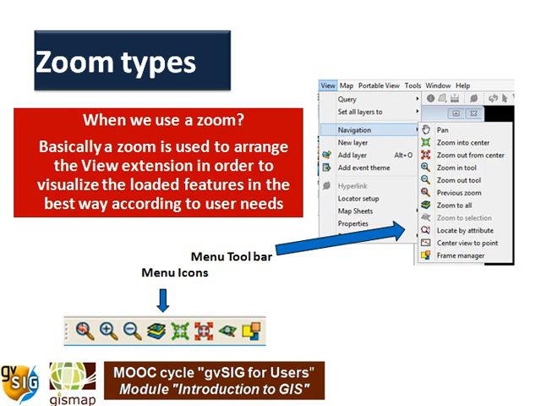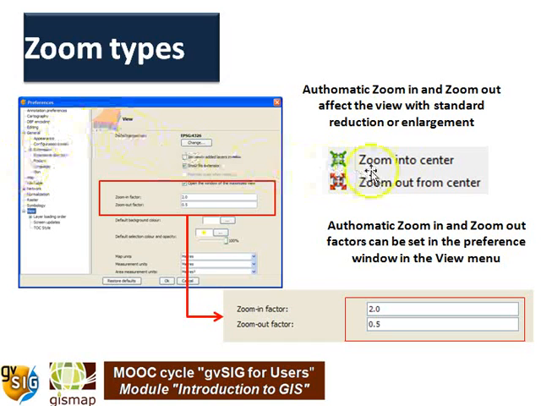There are several kinds of zoom and all of them are available here from view navigation. I have all of these possibilities, and most of them are also in the icons menu. Also the zoom types, the automatic zoom in and zoom out center, can have their parameters set up in the preferences window. See zoom in factor and zoom out factor. So here I can define the level of zoom in and zoom out, and you can change it anytime you want through the preferences window.